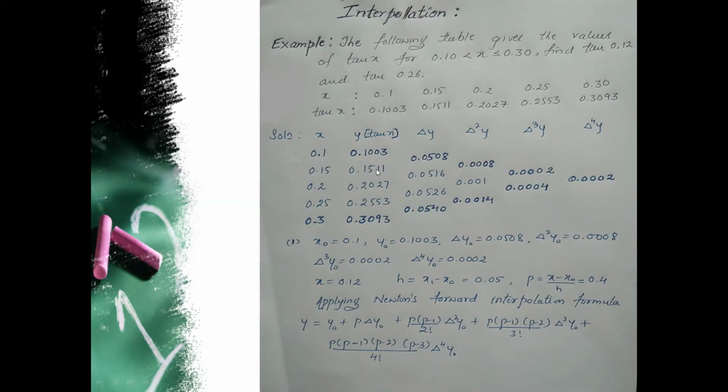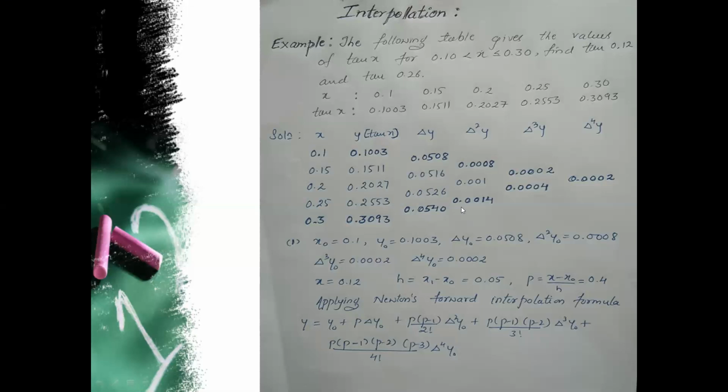This value y1 minus y0 is given here as delta y0, or it is del y1. Next one is y2 minus y1, this value 0.0516. Then it is y3 minus y2, we'll put it here 0.0526. Then we have y4 minus y3, that is 0.0540. Now we have the first differences.